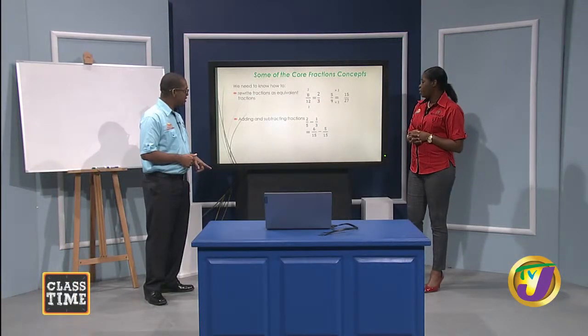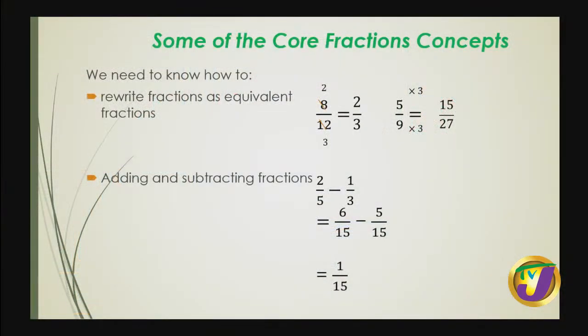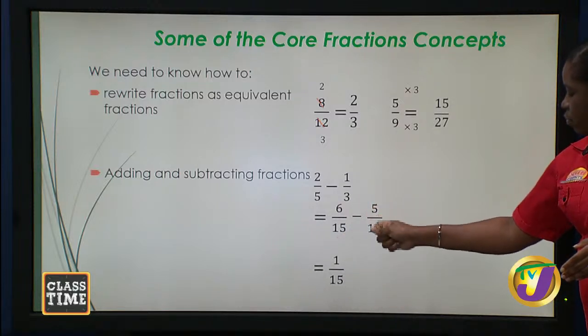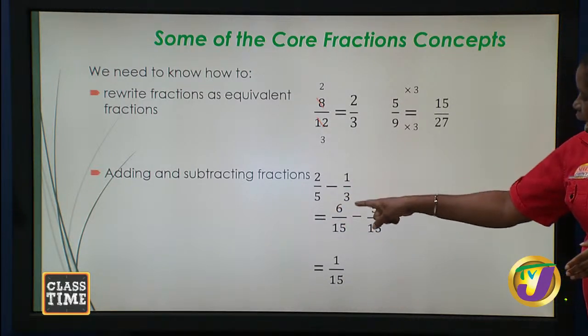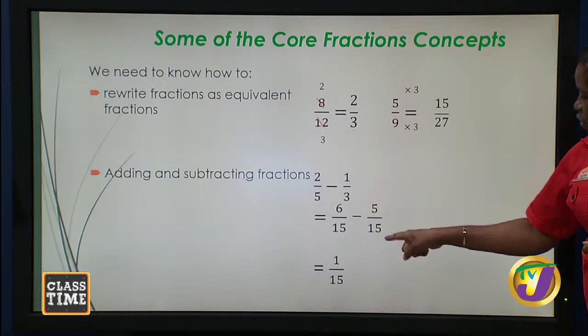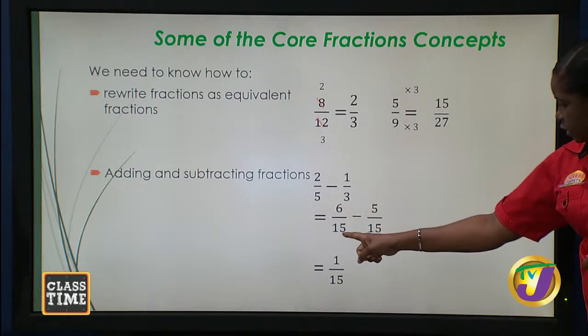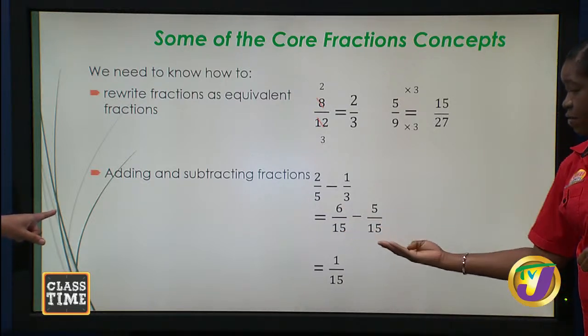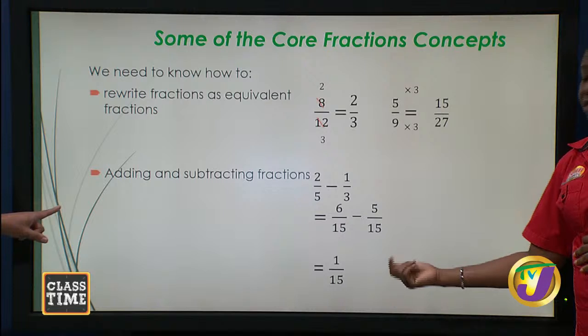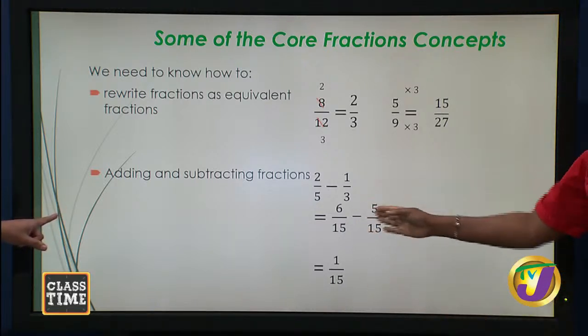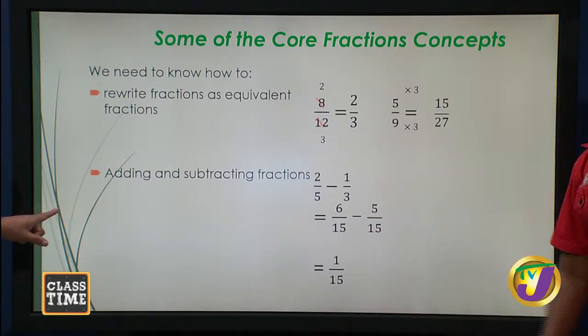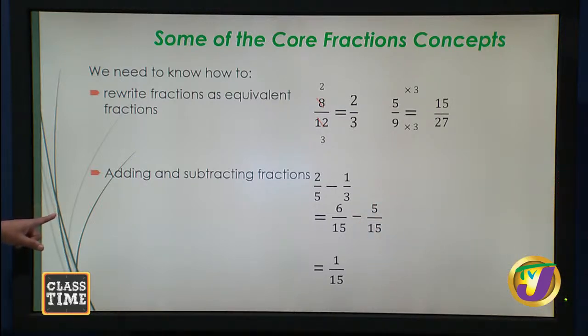So once we rewrite these fractions as equivalent fractions, this is what we're getting. This fraction here is equivalent to this one, multiplied by 3. And multiplying the fraction 1/3 by 5 would give us this equivalent. So these two fractions are equivalent, and 2/5 and 6/15 are also equivalent. Now they have the same denominator, so we can subtract. 6 subtract 5 gives us 1. So 6/15 take away 5/15 gives us 1/15. All right?